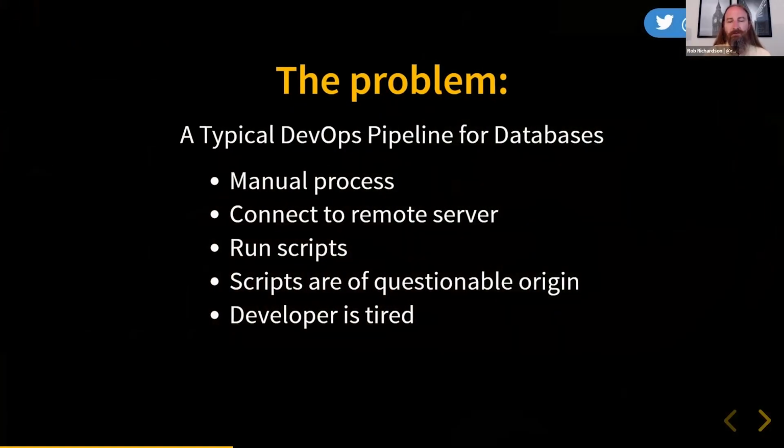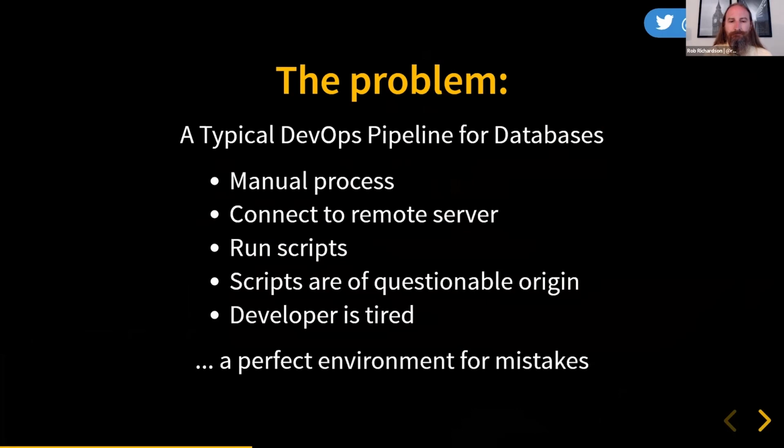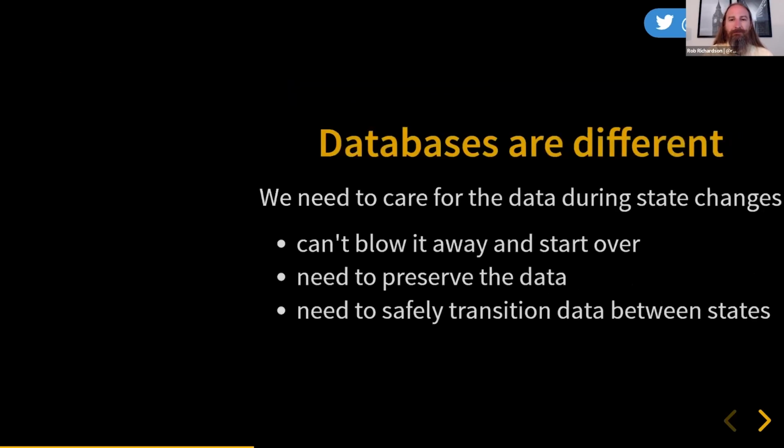So a typical DevOps pipeline for databases: we have a manual process. We connect to a remote server. We run some scripts. The scripts are of questionable origin. People just kept flinging them into a folder. And now it's time to run them all. And the developer's tired. We're doing it late at night. Let's see if we can get more automated here. Yeah, this is a perfect landscape for making mistakes. And well, we're here at the critical piece, caring for customer data. That's not the time that we want to make mistakes.